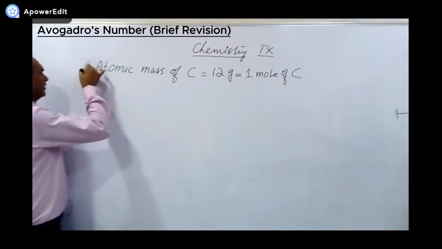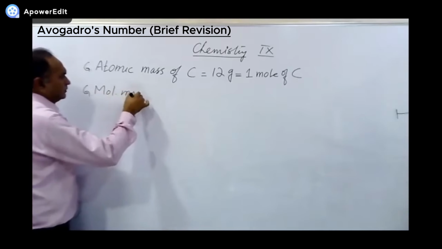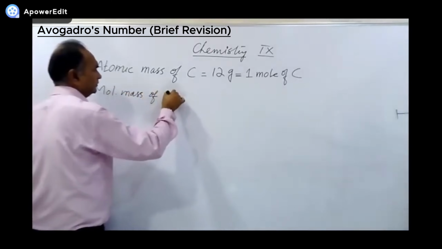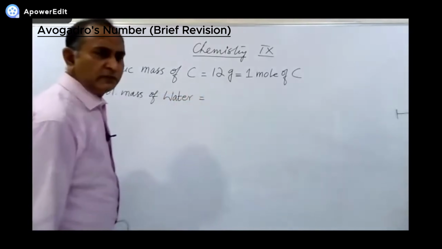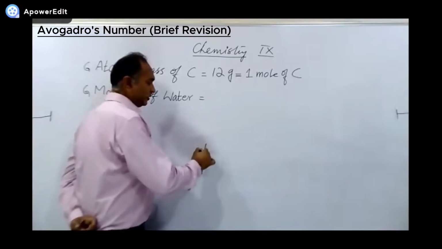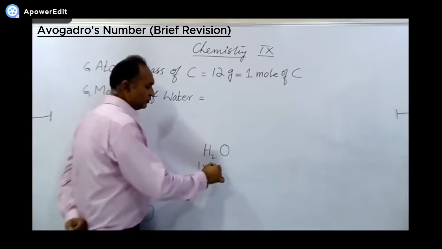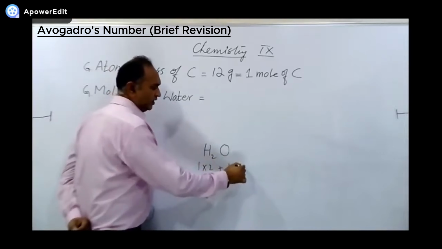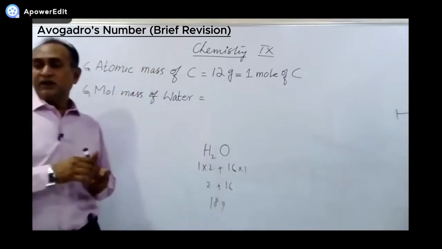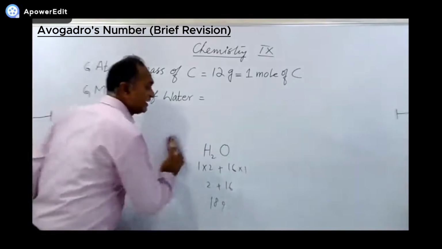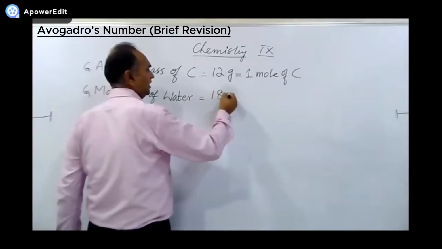Gram molecular mass of water, H2O. How much? You know it. H2O. What is the atomic mass of hydrogen? 1. How many hydrogens? 2. Oxygen 16 into 1. 2 plus 16, 18 gram. So what is the molar mass of water? 18 grams. So we write here 18 gram.